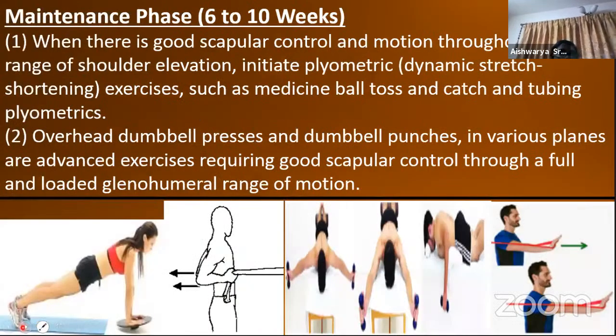And finally, the maintenance phase, which is from 6 to 10 weeks. Here, once you get good scapular control and good muscle strength, you have to maintain it so that it doesn't recur. The scapular dyskinesis shouldn't recur. So when you want to maintain it, you do these. You can start with plyometric exercises, which are low impact strengthening and flexibility exercises. You can start off with plyometric tubing exercises.